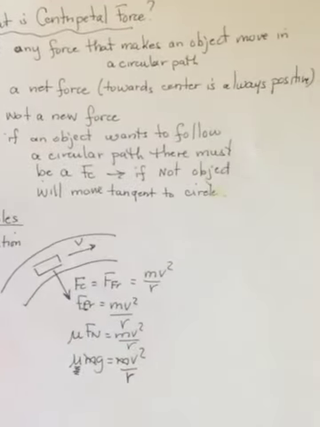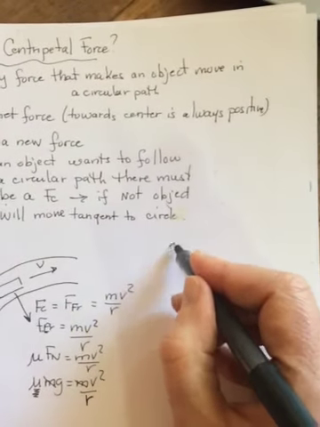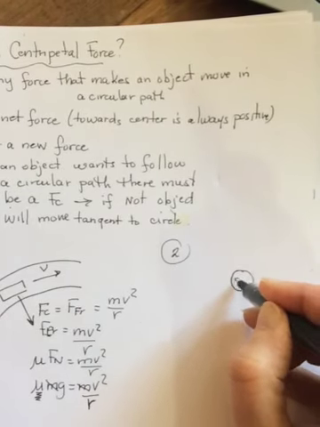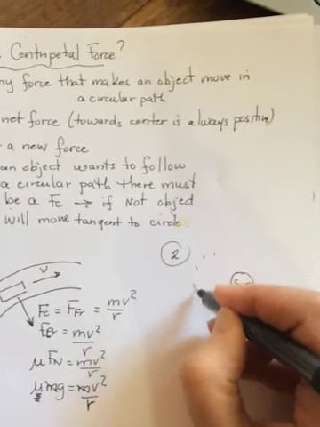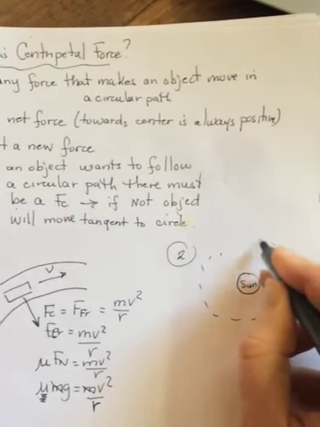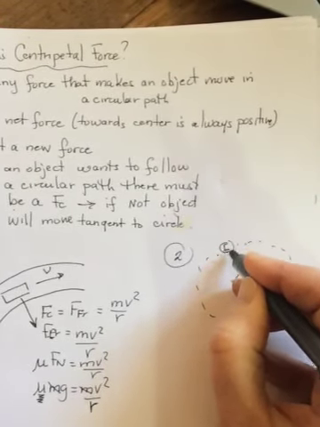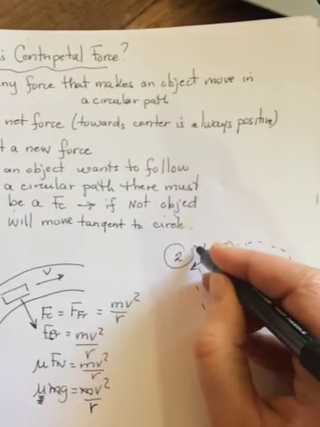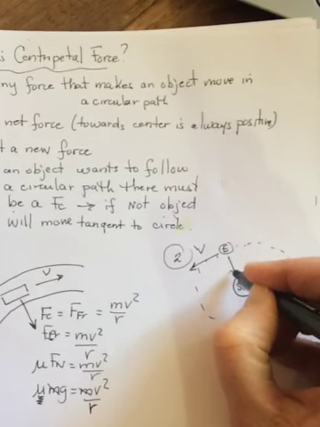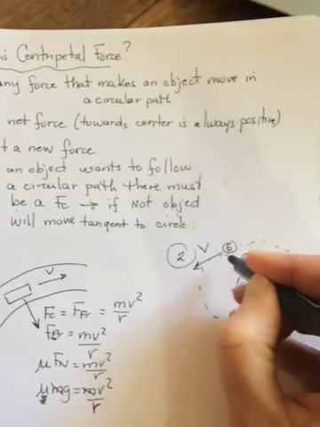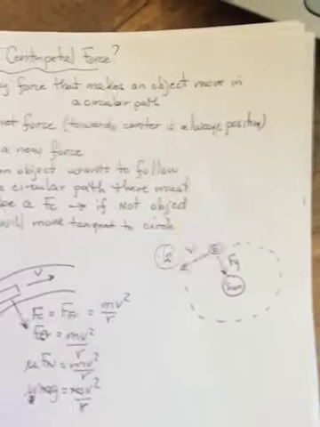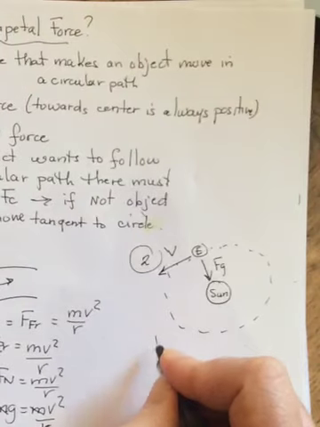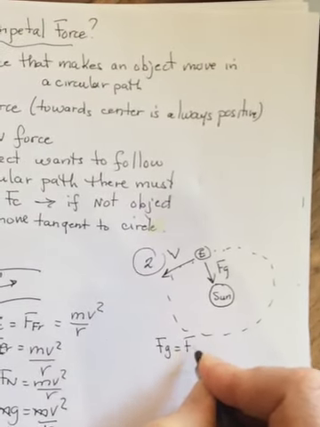All right, a second example would be, think about the sun and the earth. Here's the earth, and the earth is moving like this. And if the sun's gravity was not acting inward, the earth would go off at a tangent to the circle, right? It would be on its way to a different star. But instead, Fg is equal to Fc.